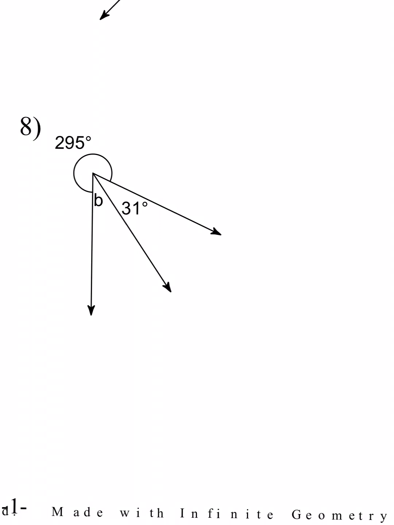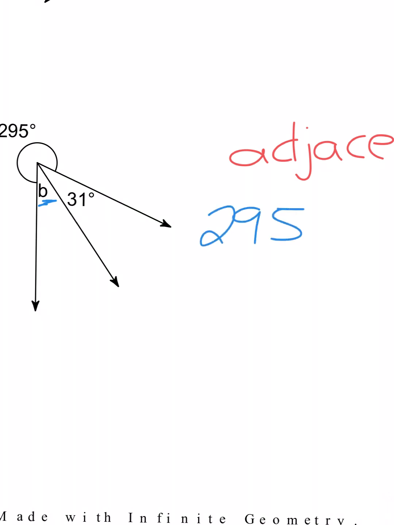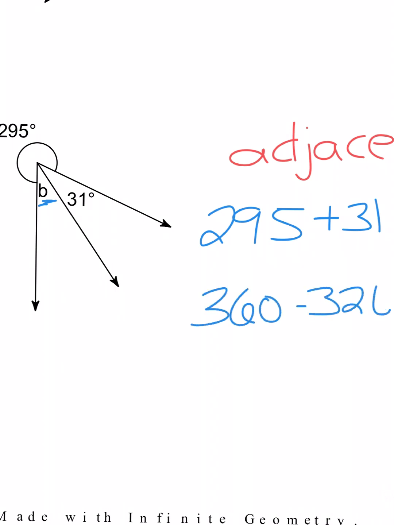Okay? All right, we got one more. What's the only angle pair relationship we haven't talked about? Adjacent. Why is this one adjacent? Right next to each other. They're connected. How can I solve this? How can I find this missing angle? I add what I know, and then what do they all add up to? 360. So I get 326. So now I take 360 minus 326 to give me 34.